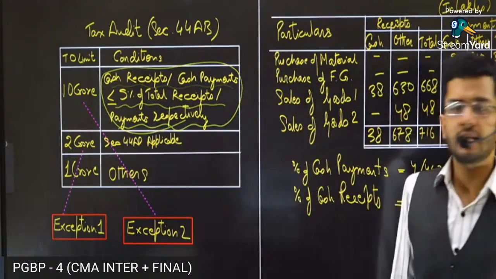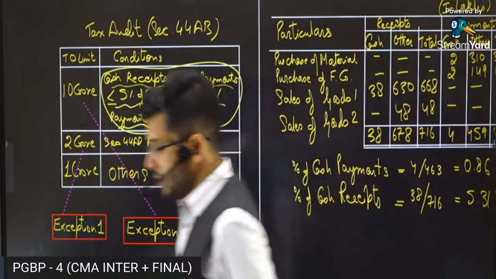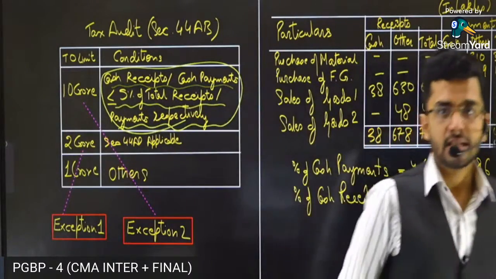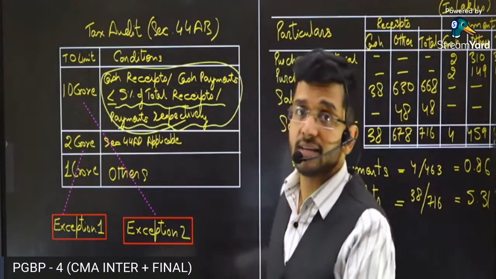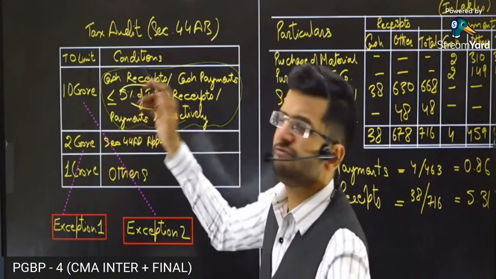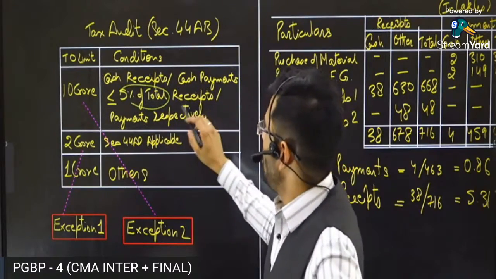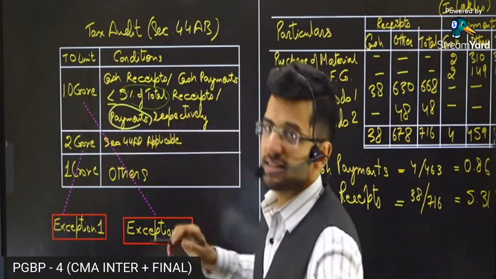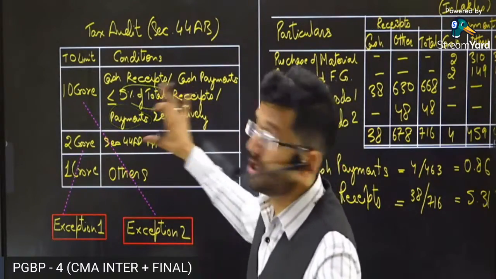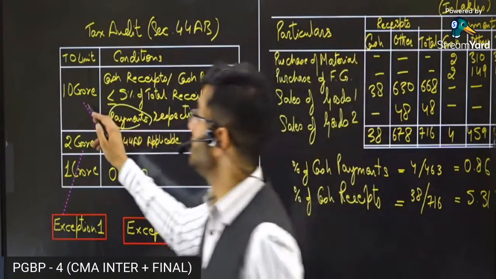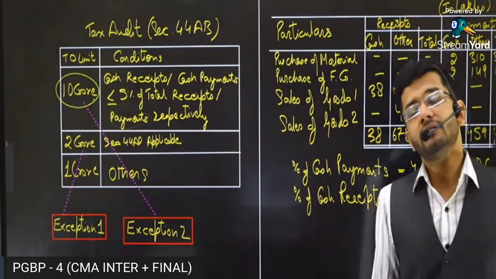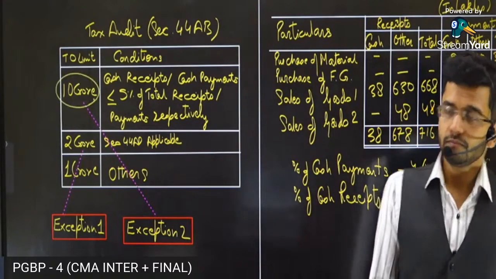If your entire business is based on pure banking transactions, and you do cash transactions only up to the extent of, say, 5% of the total receipts or 5% of the total payments, even less than 5%, okay, 4%, 3%, then your turnover limit for getting your tax audit done is 10 crore rupees. Your tax audit will be required only above 10 crore rupees.